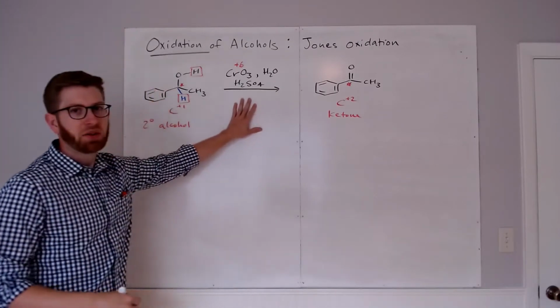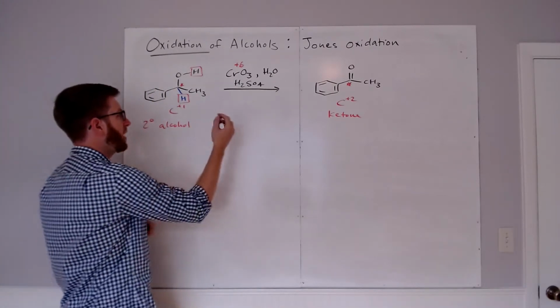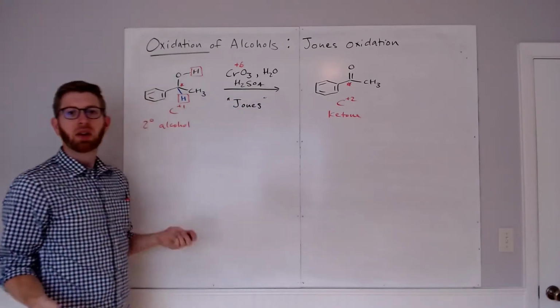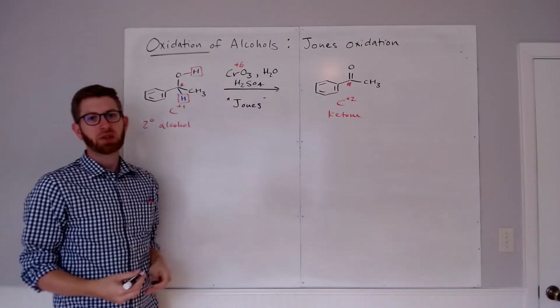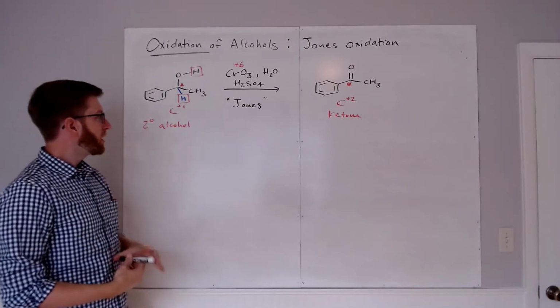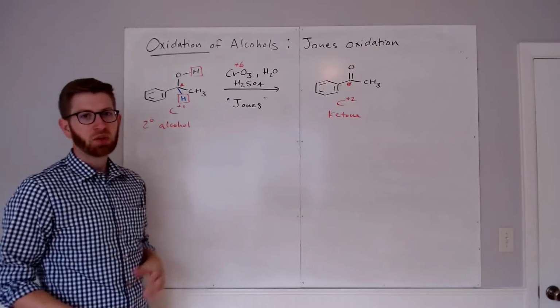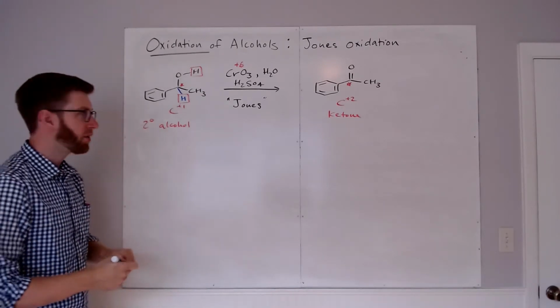So you could write all these reagents down. That's a lot. It's also okay to just call this Jones, and that will denote that these 3 reagents are present. The Jones oxidation works for a variety of different kinds of alcohols, but for now we'll just focus on doing another example involving a secondary alcohol.